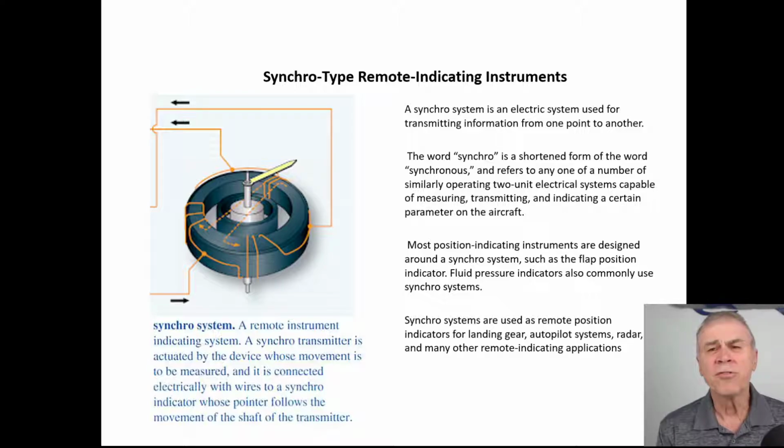Most position indicating instruments are designed around a synchro system, such as the flap position indicator. Fluid pressure indicators also commonly use synchro systems. Synchro systems are used as remote position indicators for landing gear, autopilot systems, radar, and many of the other remote indicating applications. So you can see it's not mechanically connected to whatever is here on the left, but it is electrically connected by wires. It appears to be three wires going off the screen.